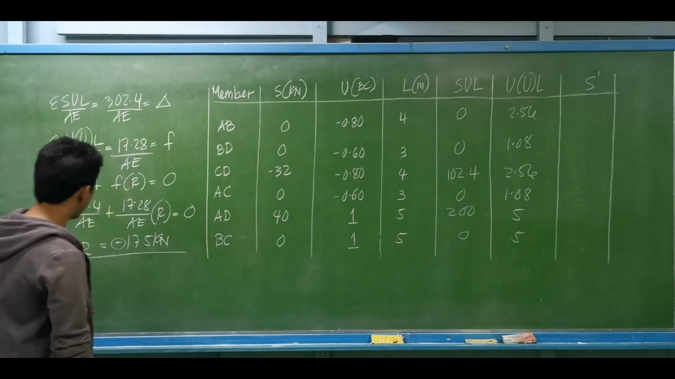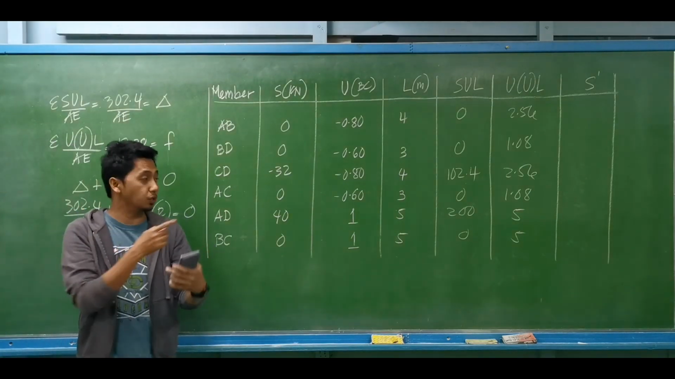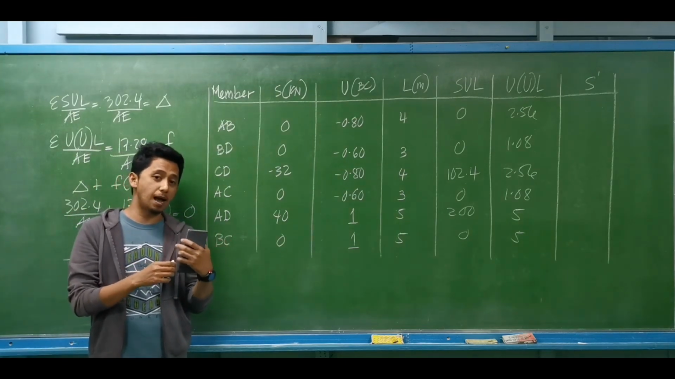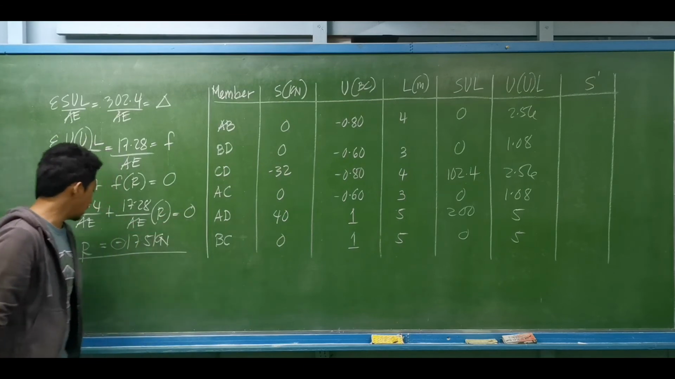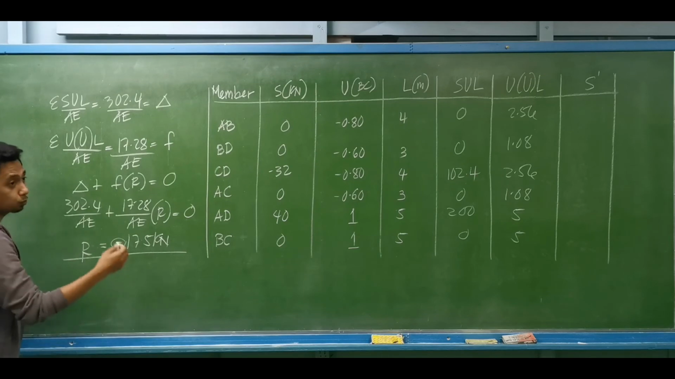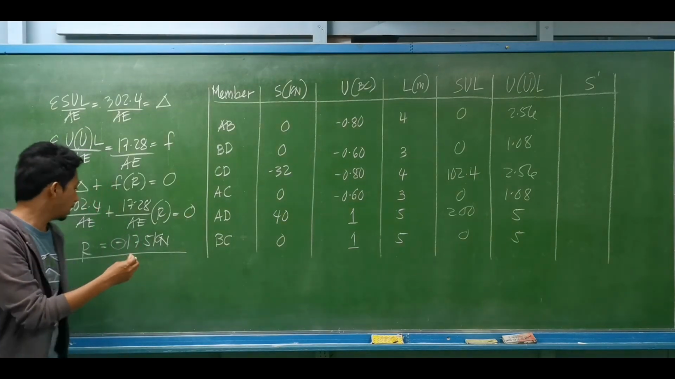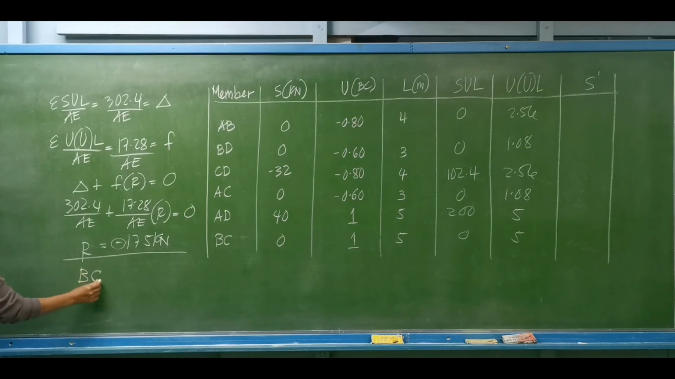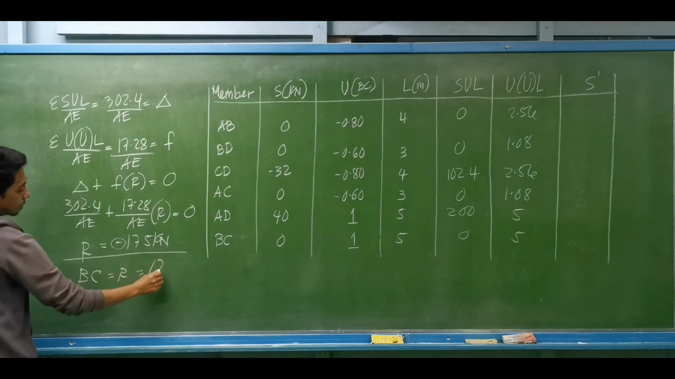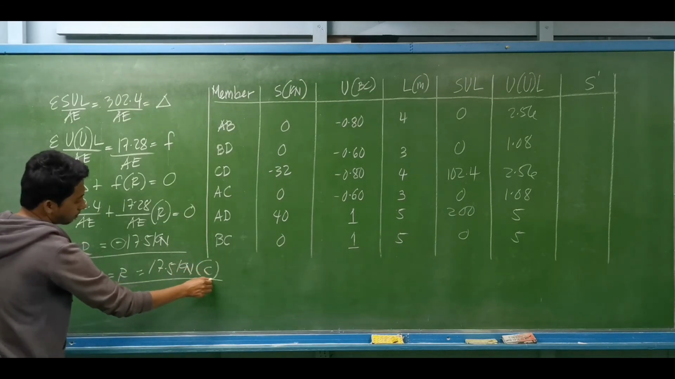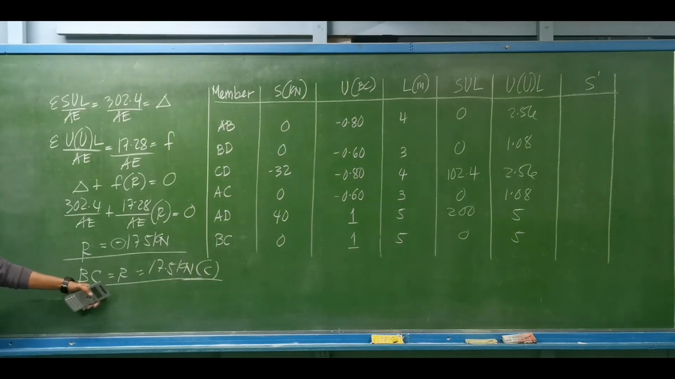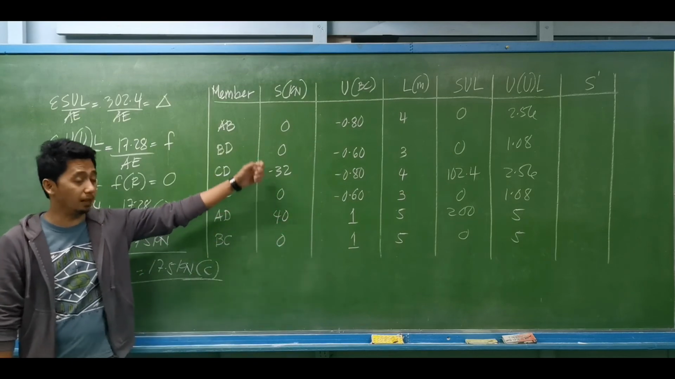Initially, if you can still recall, the 1 unit load is assumed to be under tension. We assume member BC, the redundant, to be under tension. But if we arrive with a negative sign, it only means that we have a wrong assumption. Member BC, which is equal to the redundant, 17.5 kilonewtons, should be under compression. So member BC should be under compression. Okay? So let us compute for the actual bar force of the other members.